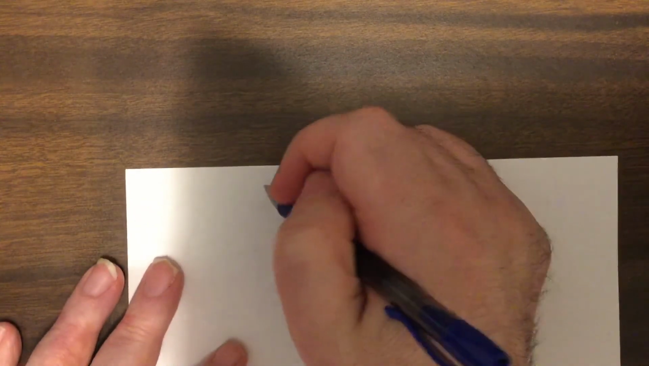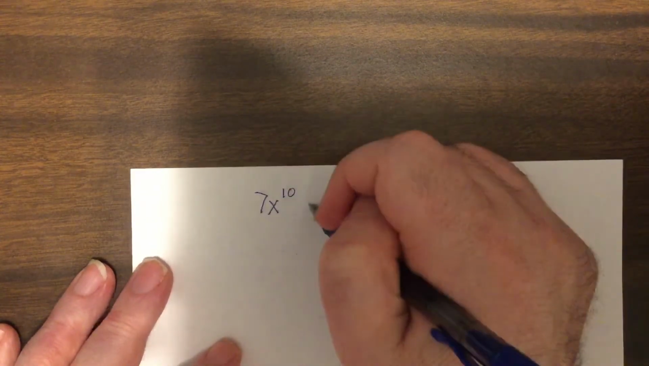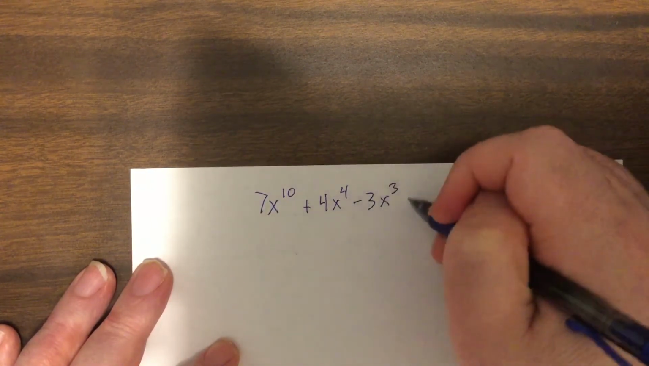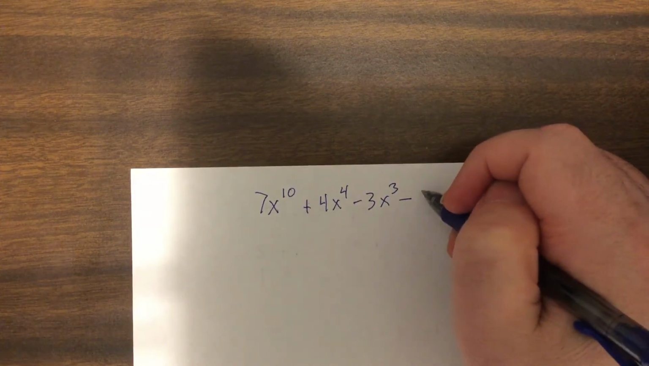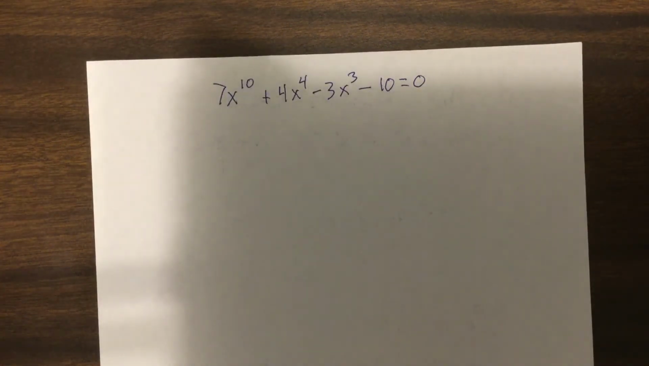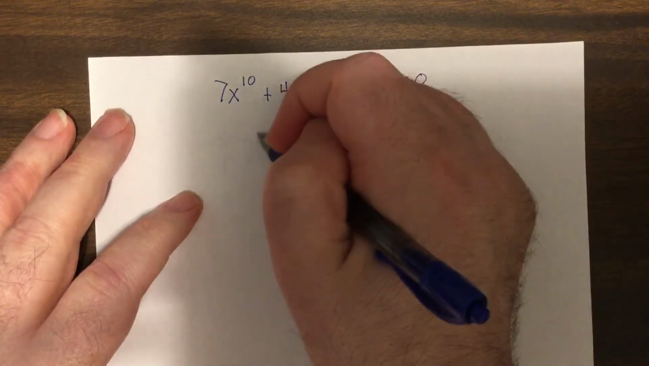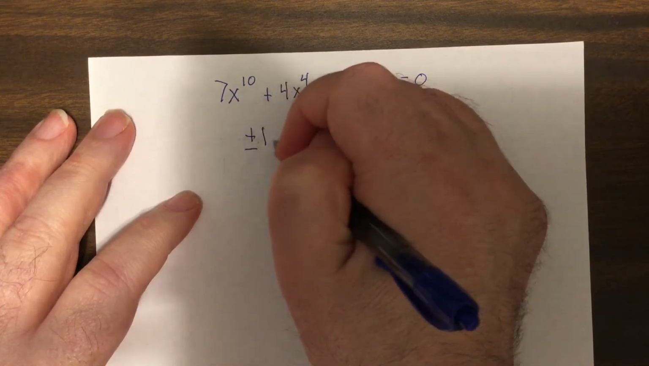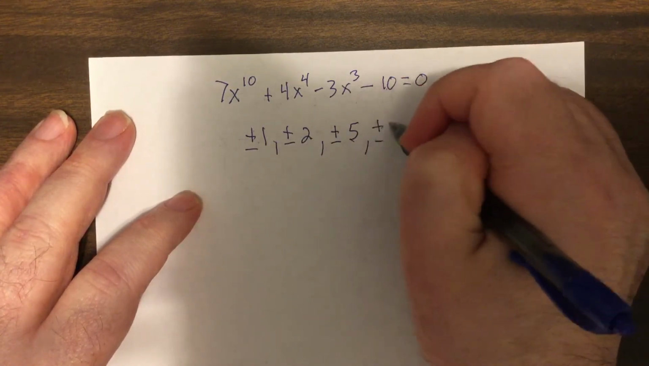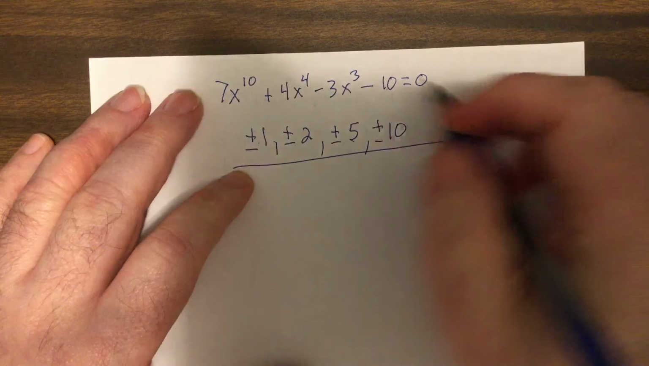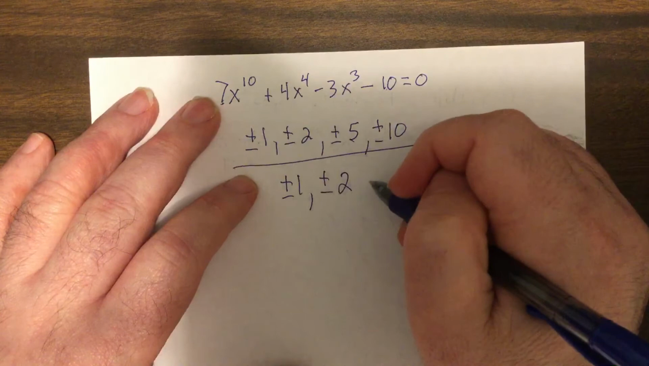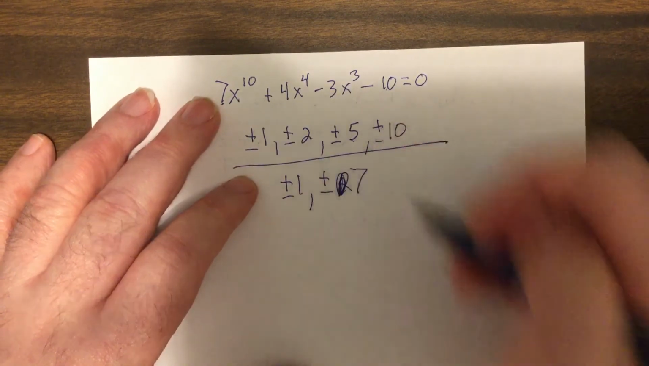So let's say we have this: 7x to the 10th, plus 4x to the 4th, minus 3x cubed, minus 10. So the possible rational roots, the ones we should try, are factors of 10, plus or minus 1, plus or minus 2, plus or minus 5, plus or minus 10, divided by the factors of the highest powered term's coefficient. Oops. I don't know why I put 2. Sorry about that.